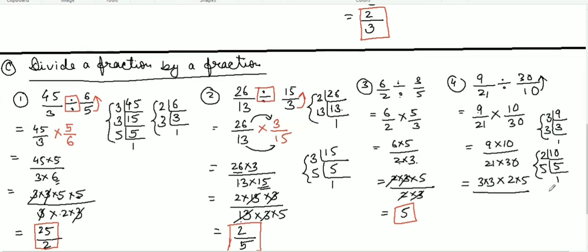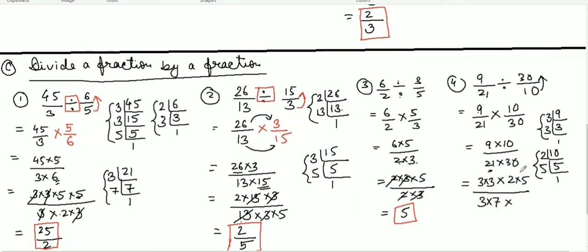Find the factors of 21. 21 is divided by 3, so 3 multiplied by 7 is 21, and then 7 divided by 7 is 1, so 7 multiplied by 1 is 7. So instead of this 21, we will write 3 multiplied by 7.